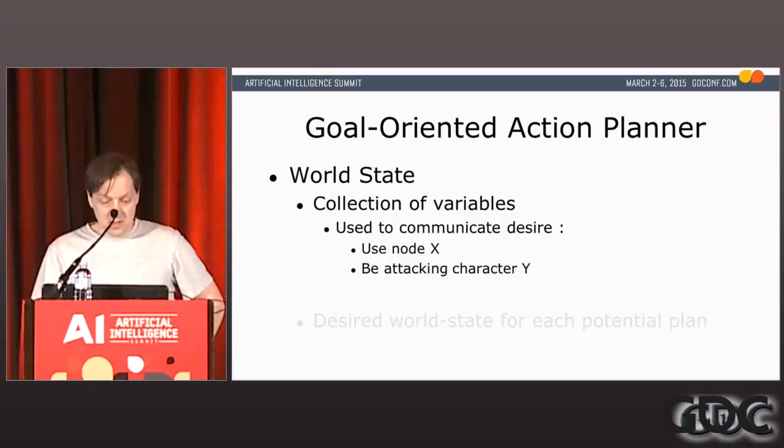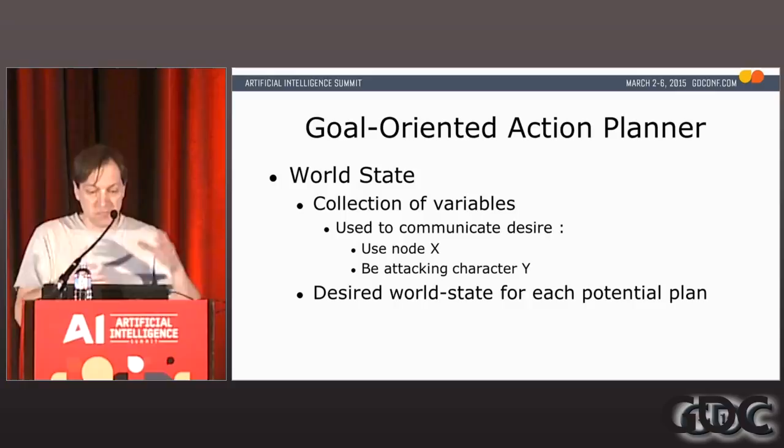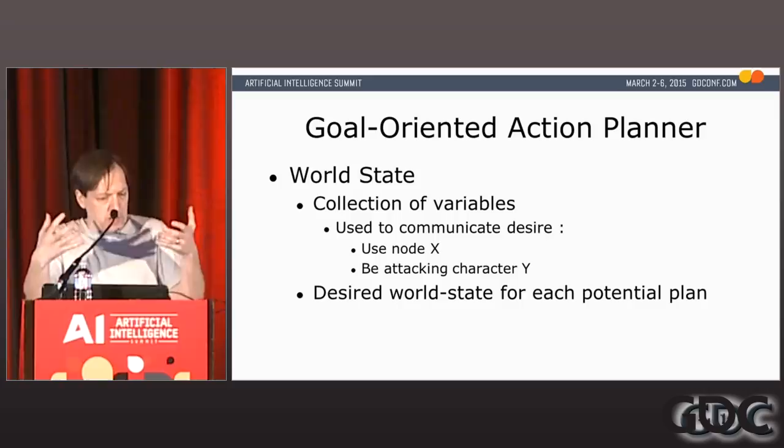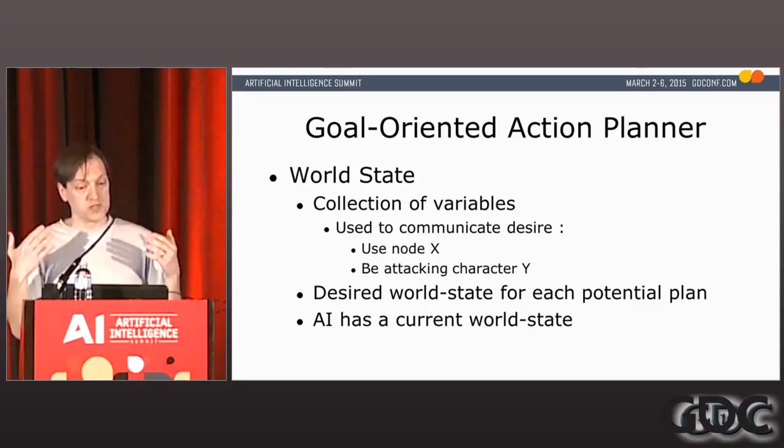Now, while building a plan, we actually have multiple world states. You'll hear me call them desired world states for each potential plan. As we add actions to our plan, we're going to build up more world state variables that we need to satisfy. And also, the AI always has a current world state. While an AI is using a node, that use node X for the AI's current world state will be set to the node he's using.